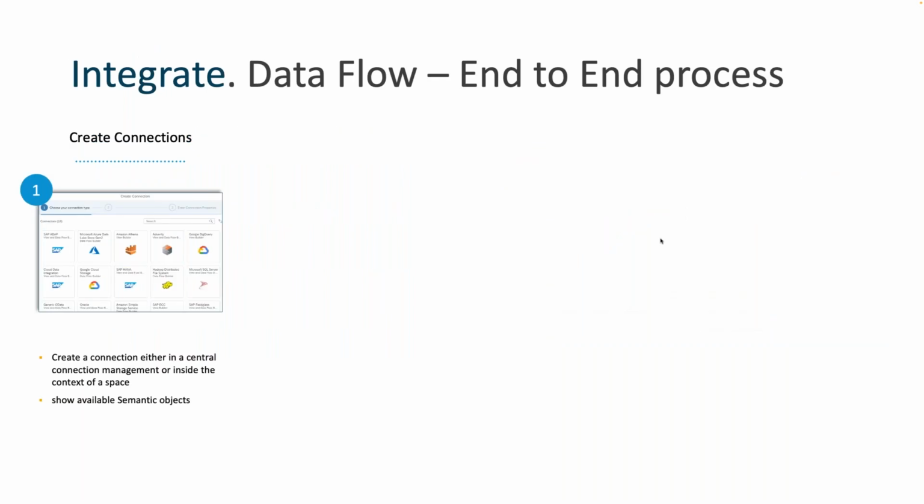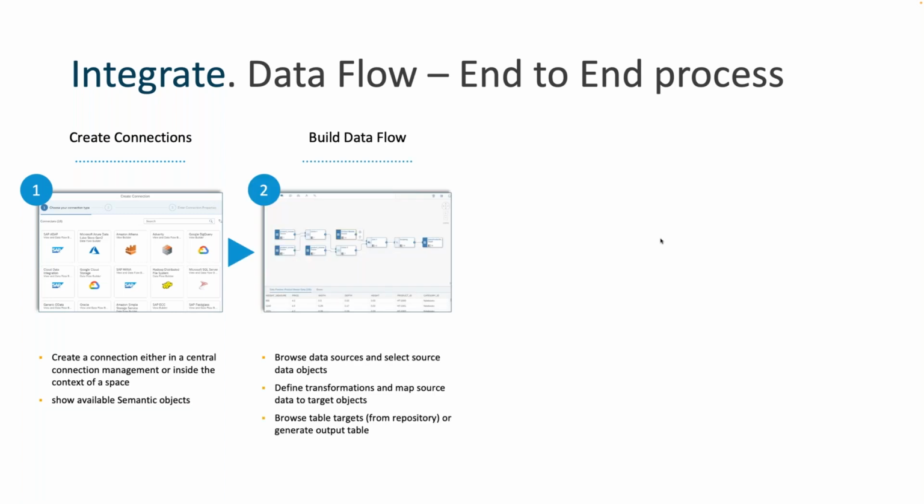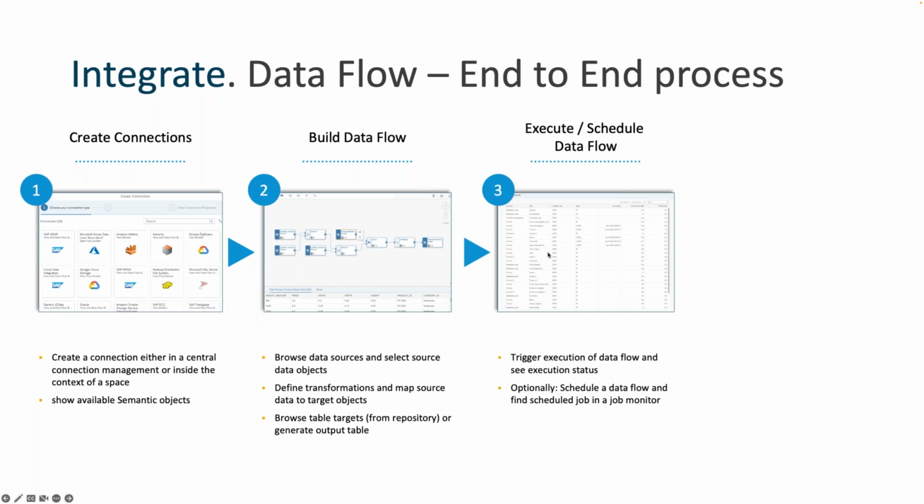So how do you do it? Very quickly, you create your connection. So similar, the same thing for Data Warehouse Cloud or any other source. So you find what's available, and then you build your flow, okay? And then obviously you load that into a table.